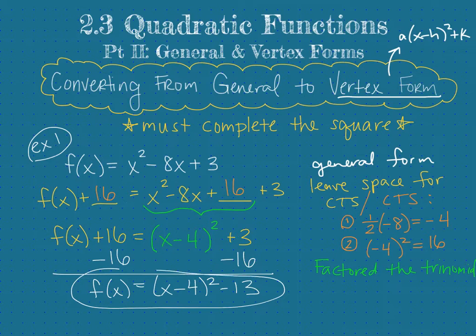This is vertex form. So this original function was in general form. We converted it to become in vertex form. If you were to graph this function and this function, they'd be the exact same graph. Again, we're not changing the graph, we're just changing how the equation looks. It's just in a different form. So that last thing that we did was solve for f of x. We wanted f of x by itself.